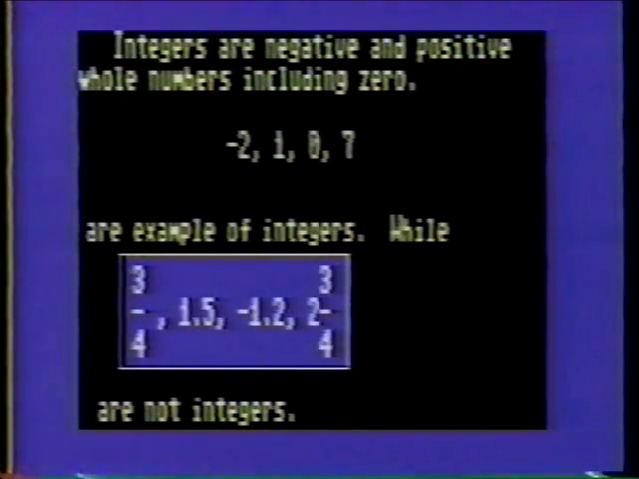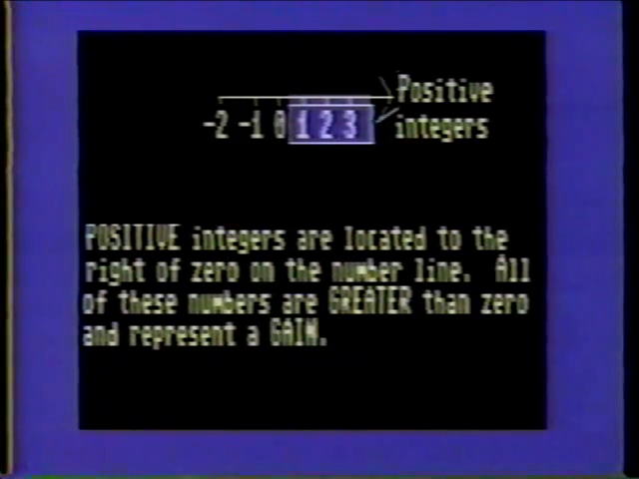while 3/4, 1.5, -1.2, 2 and 3/4 are not integers. Notice some of the properties of integers on a number line. Positive integers are located to the right of 0 on the number line. All of these numbers are greater than 0 and represent a gain. In the above number line, 1, 2, 3 are positive integers.